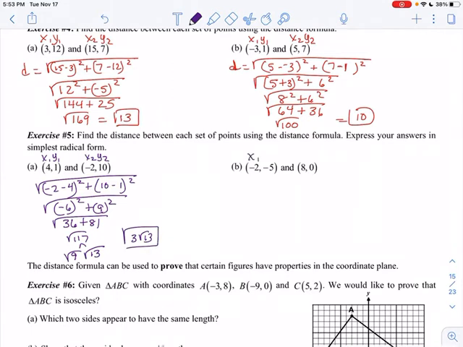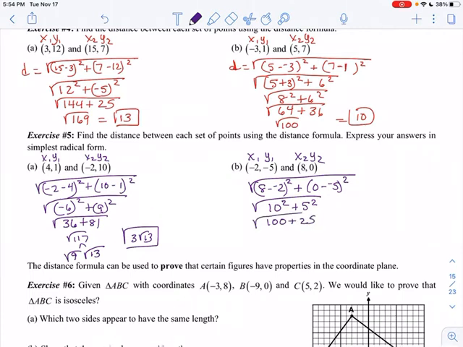Okay, and for B, I'm just going to label these x1, y1, x2, y2. Again, it's 8 minus negative 2. I'm subtracting the x's and I'm squaring them. And then I'm going to subtract the y's, 0 minus negative 5 squared. So this is 10 squared plus 5 squared. 10 squared is 100. 5 squared is 25.